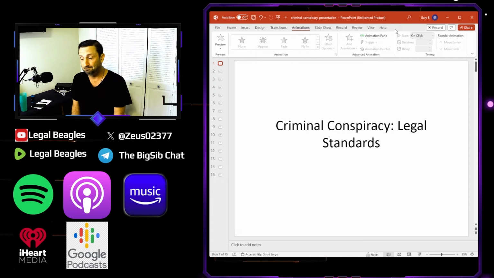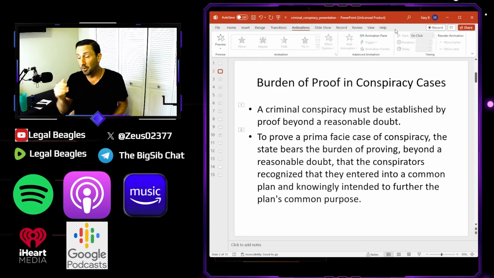But in the meantime, our first cause of action we're going to go over is criminal conspiracy and the legal standards needed for that. The burden of proof in conspiracy cases: number 1, a criminal conspiracy must be established by proof beyond a reasonable doubt. So I think that pretty much states the prosecution's burden. It has to be established beyond a reasonable doubt.